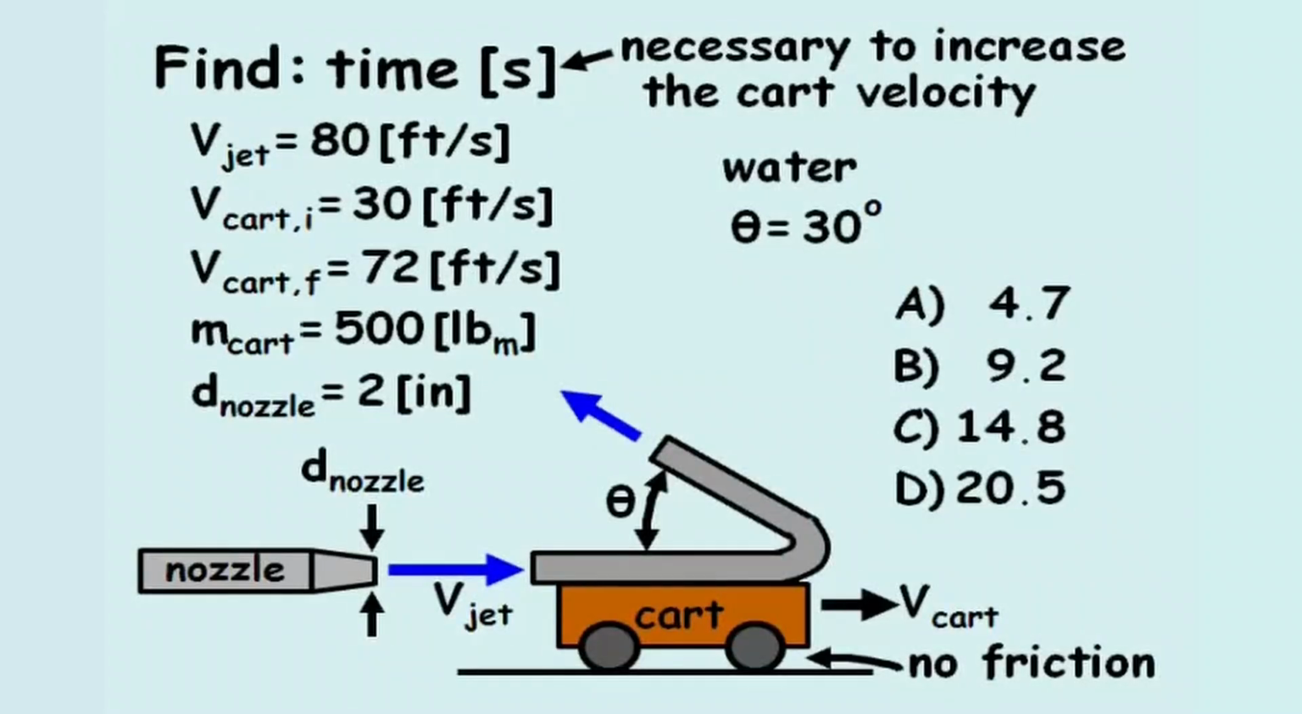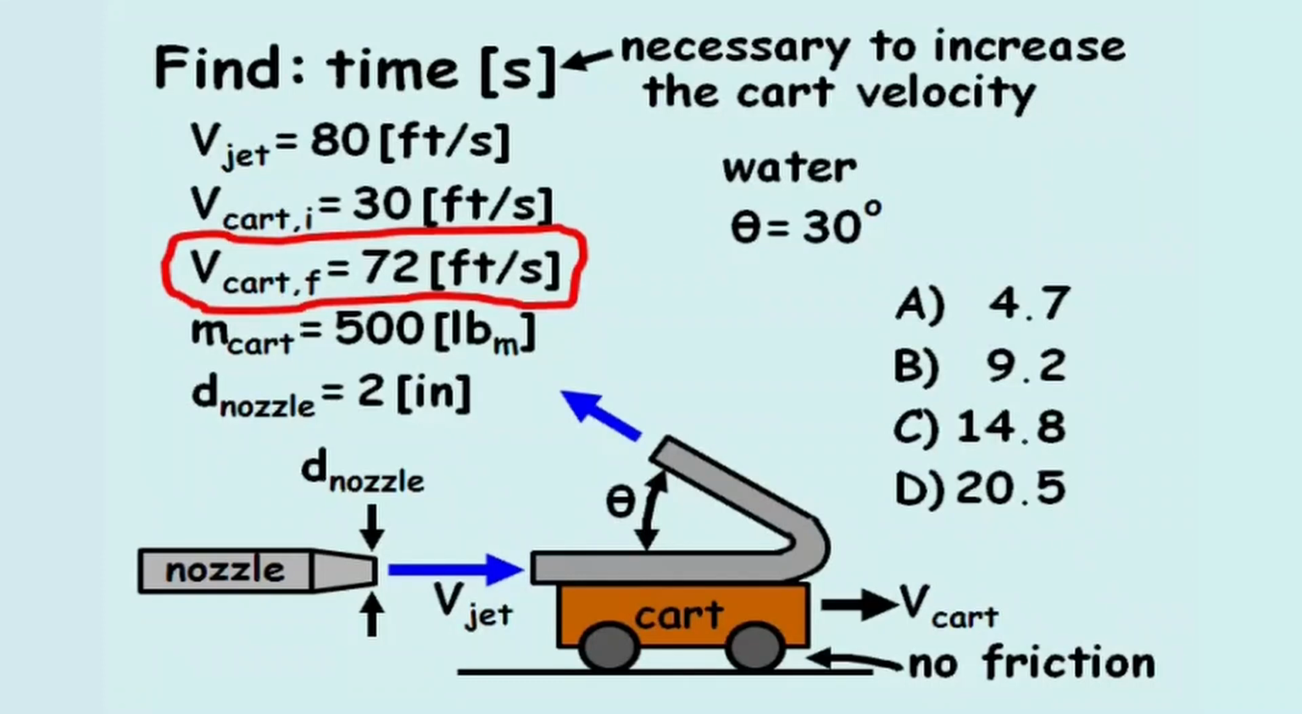Find the time in seconds needed to increase the cart velocity. In this problem, a cart with a mass of 500 pounds has an initial velocity of 30 feet per second to the right. A hydraulic jet of water is sprayed at the cart at 80 feet per second, and we're asked to find how long it will take in seconds for the cart velocity to increase to 72 feet per second.